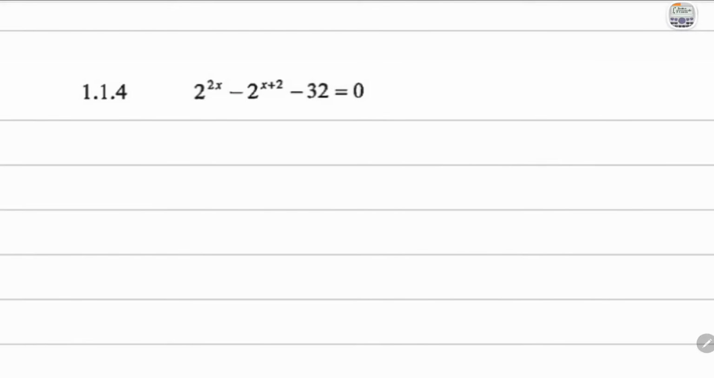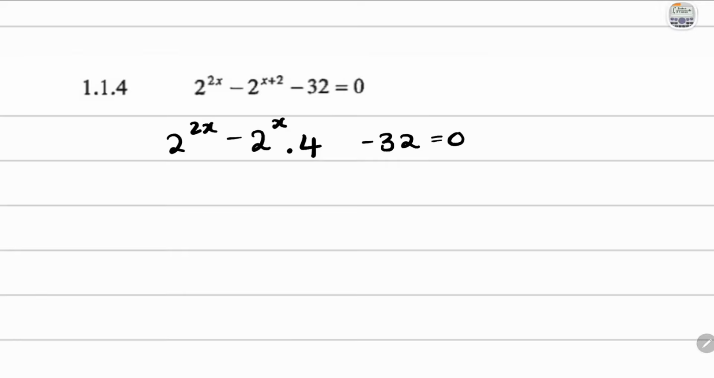So let's rewrite this as 2 to the power of 2x minus, and we have 2 to the power of x multiplied by 2 to the power of 2. That's what you would multiply together to get 2 to the power of x plus 2, because the exponents get added since the bases are the same. So minus 32, and really 2 to the power of 2 is 4. Okay, so it's multiplied by 4, equal to 0.